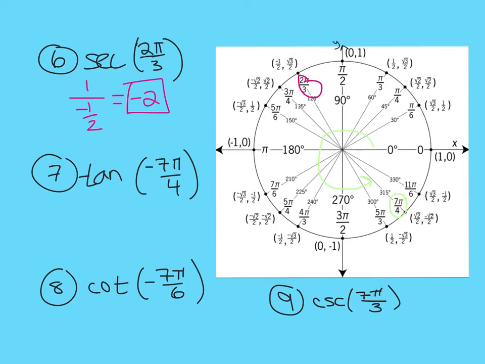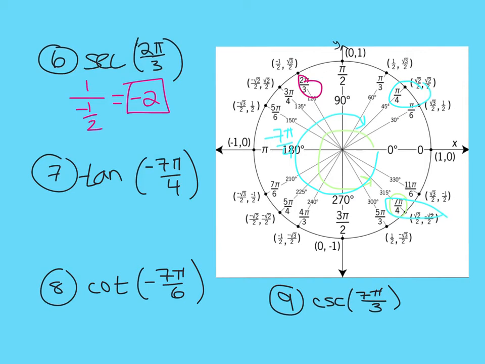A little hint for these. One thing you're going to find is that the 7 pi over 4 is going to be exactly a reflection of its negative corresponding angle over the x-axis. So that's going to be a little bit helpful if you think of it that way. So negative 7 pi over 4 is going to be just the same. It's going to be a coterminal angle with pi over 4.